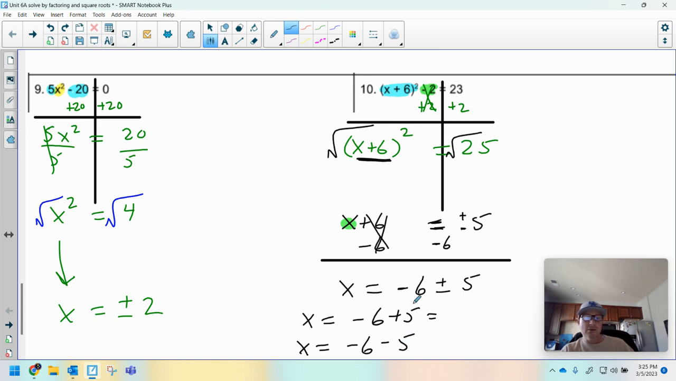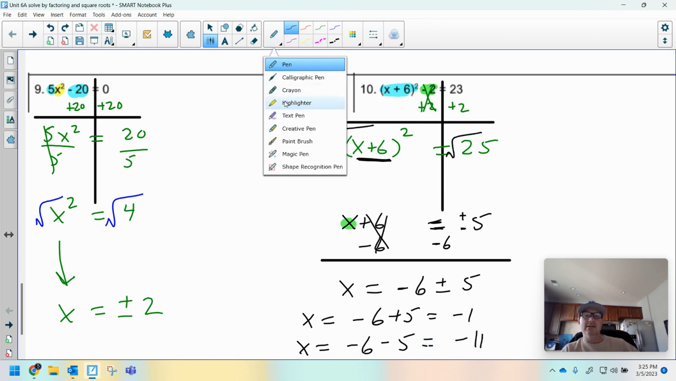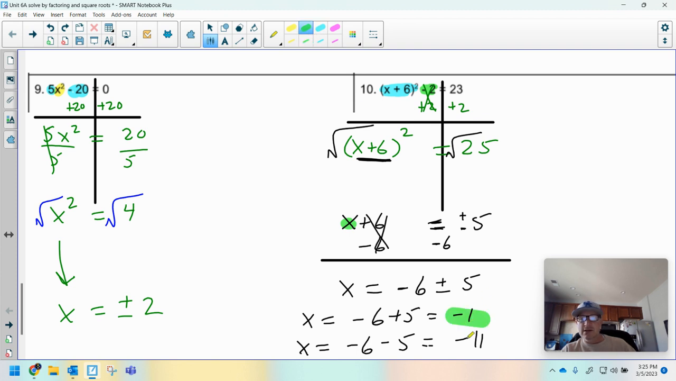The answer to this first one, negative 6 plus 5, is negative 1. The answer to the second one, negative 6 minus 5, is negative 11. And that is your final two answers. X equals negative 1, x equals negative 11.